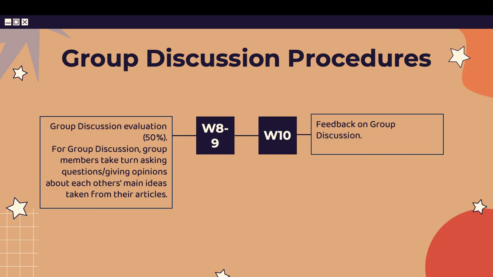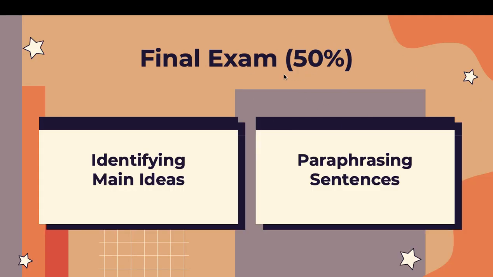Okay, or they can ask questions and provide explanations, etc. And then in week 10, the instructor will give feedback on the group discussion. So weeks 10, 11, 12, and 13, these four final weeks, will be focused on the final exam next. Final exam is worth 50%.